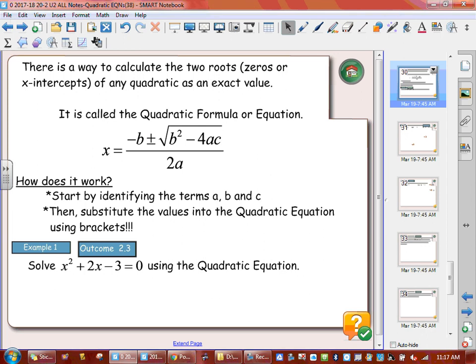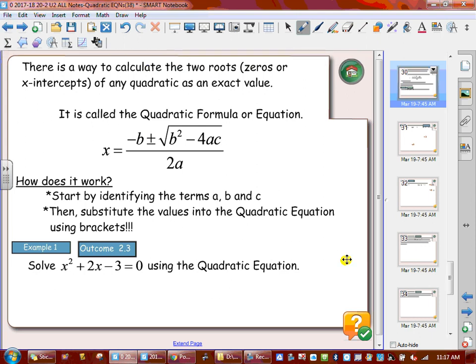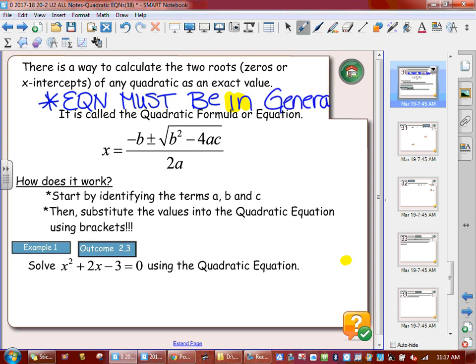How does it work? Well, basically you must be in general form. So that's something that we're going to just write down here. So we have to put a little note here. The equation must be in general form. So in order to use this, we have to be in general form, okay?